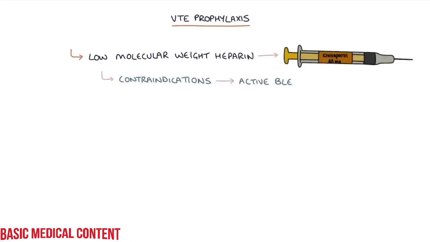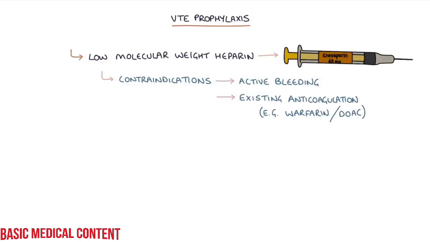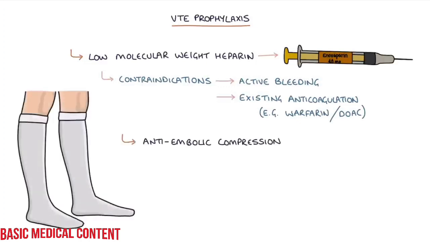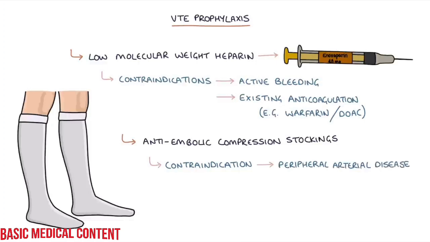Contraindications include active bleeding or existing anticoagulation, such as warfarin or a DOAC. Anti-embolic compression stockings are also used unless they're contraindicated. The main contraindication for compression stockings is significant peripheral arterial disease.